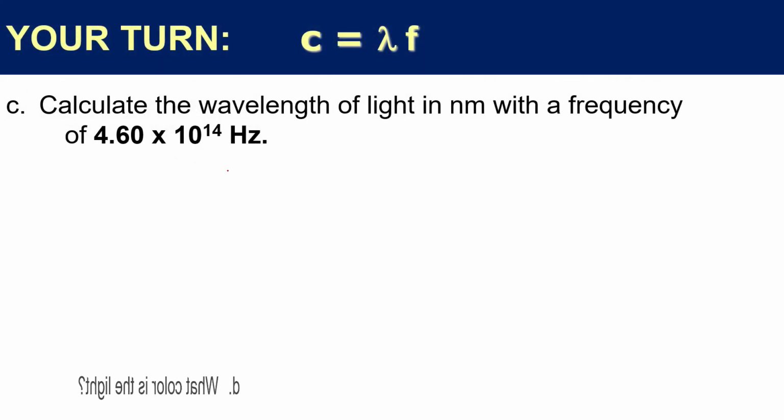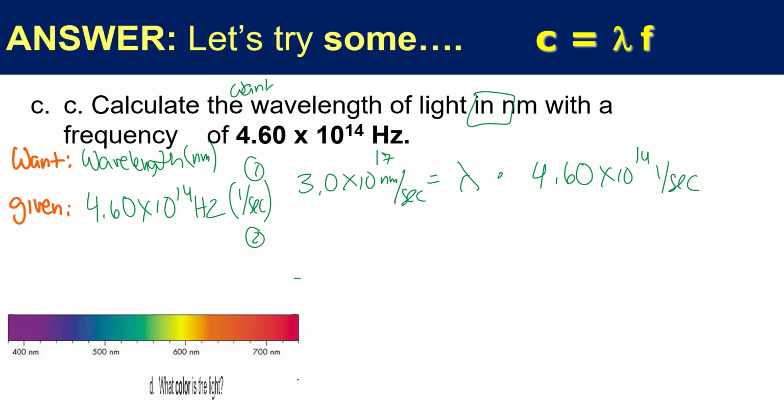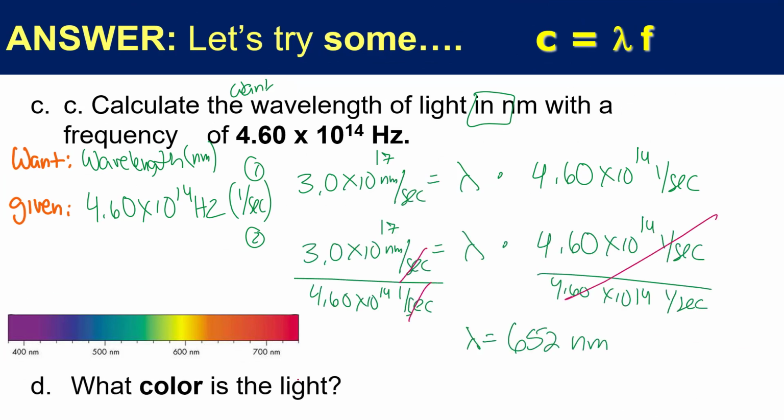Now we're going to calculate the wavelength of light in nanometers with a frequency of 4.60 times 10 to the 14 hertz. And I'm even going a little more crazy. What color is the light? Pause the video now and then unpause when you have answers. All right, if you did this one correctly, here's your setup. When we solve for x, we should get 652 nanometers.